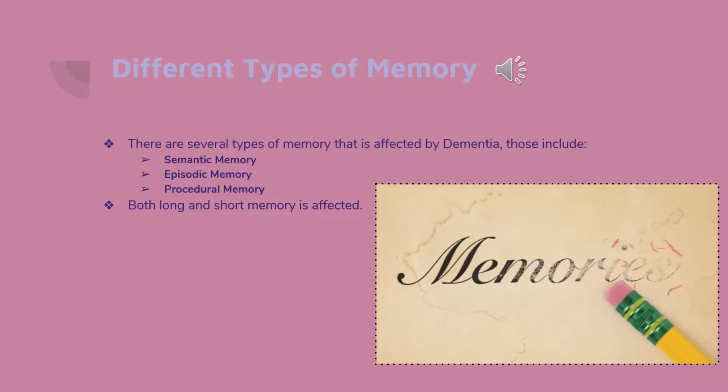There are different types of memory, but when it comes to breaking them down and putting them into two different groups, you can categorize them as short and long-term memories. With dementia, both short and long-term memory is affected. In the early stages, short-term memory is affected first, and as the disease progresses, long-term memory begins to be affected.